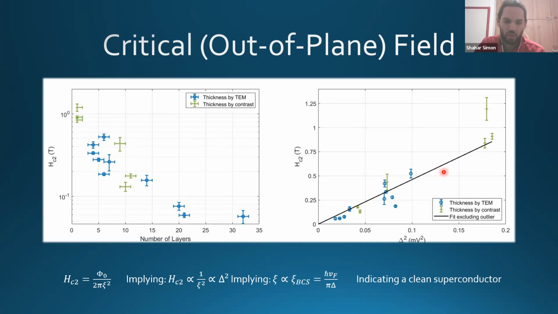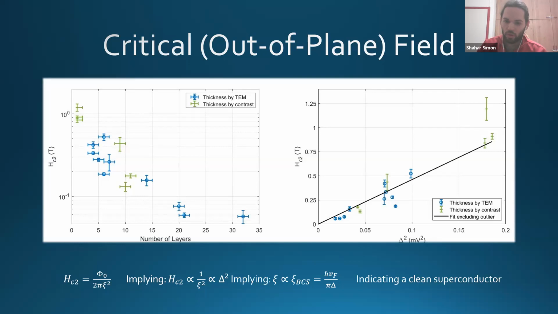And this is interesting because if you take the Ginzburg-Landau expression for HC2, you see that it's linear in 1 over the coherence length squared. And if you look at the BCS coherence length, it's supposed to be inverse in delta. So if you have a linear dependence of HC2 and delta squared, that would imply that Xi, the Ginzburg-Landau Xi, and Xi BCS are linear in each other. And that would mean that you get a clean superconductor, that's fine. But that also means that you have the same V Fermi for all thicknesses, which is interesting because you would expect the band structure to change.